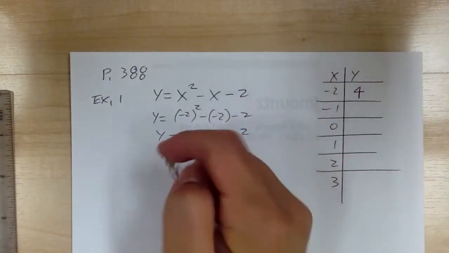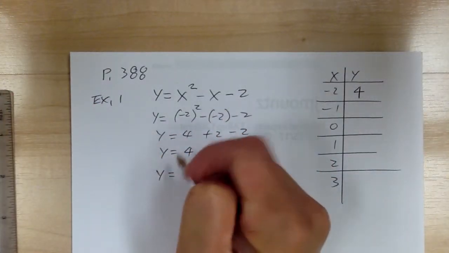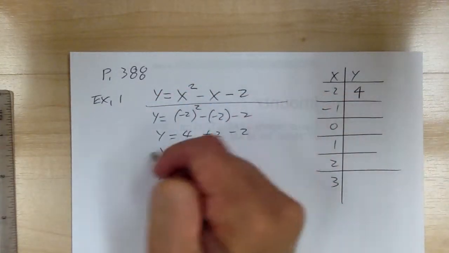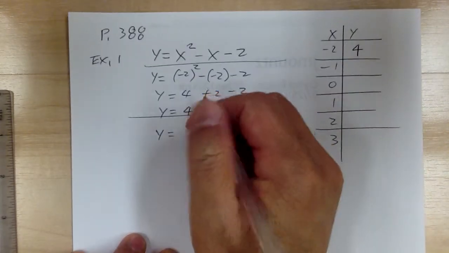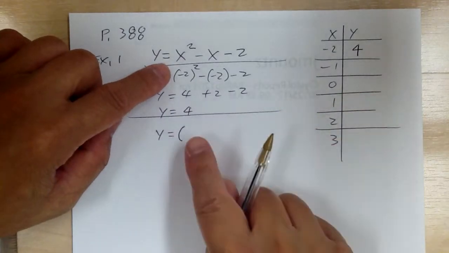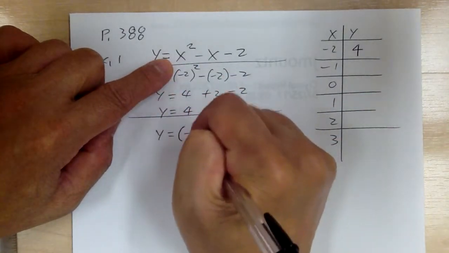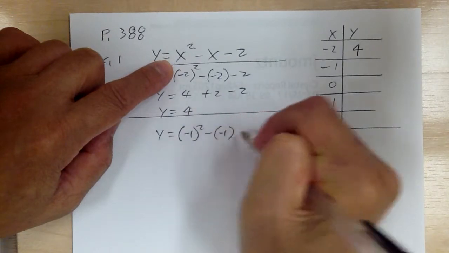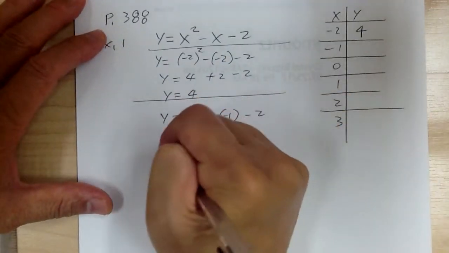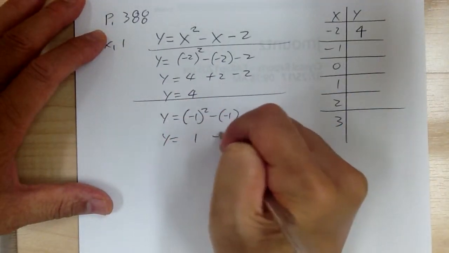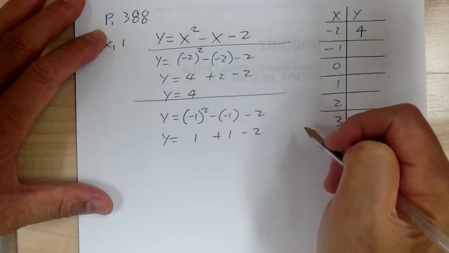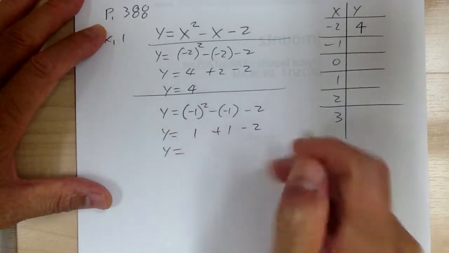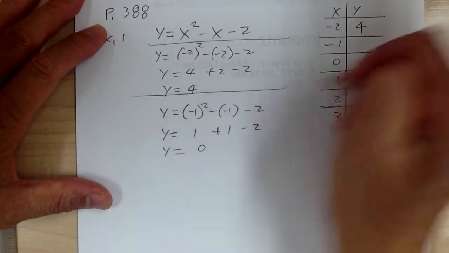So you just keep doing the same thing. So y equal to, so block it off. So you just substitute, right? Again, whenever you substitute, you put in parentheses. So it's -1 squared minus -1 minus 2. So y equal to 1 plus 1 minus 2. And so y will equal to 0.